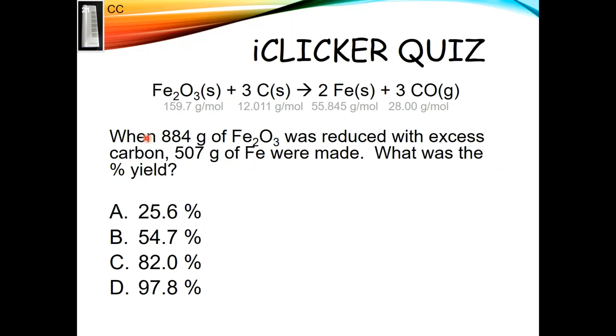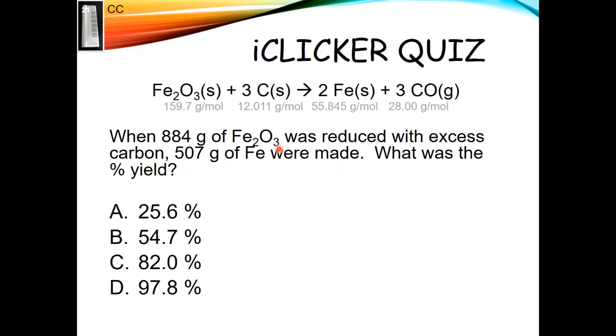Let's say 884 grams of rust, or Fe2O3, was reduced with excess carbon. Reduced is another way of saying reacted. It's a specific type of reaction, but you'll learn about that a little farther down the road. But 884 grams of Fe2O3 is reduced with excess carbon. 507 grams of iron were made. What was the percent yield?